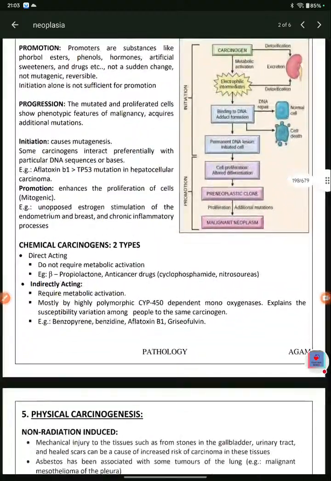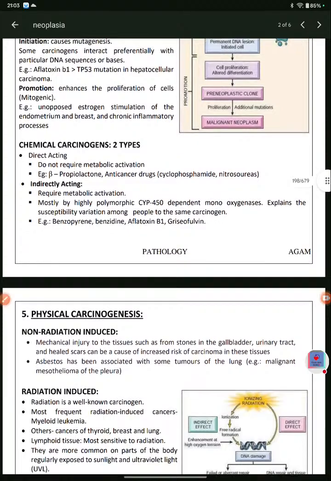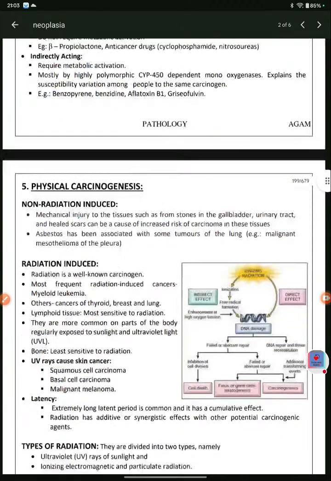There are two types. Directly acting do not require metabolic activation. And indirect require metabolic activation, like benzopyrene, benzidine, aflatoxin, griseofulvin. Griseofulvin is an antibiotic. So mostly by highly polymorphic CYP450 dependent monooxygenase.